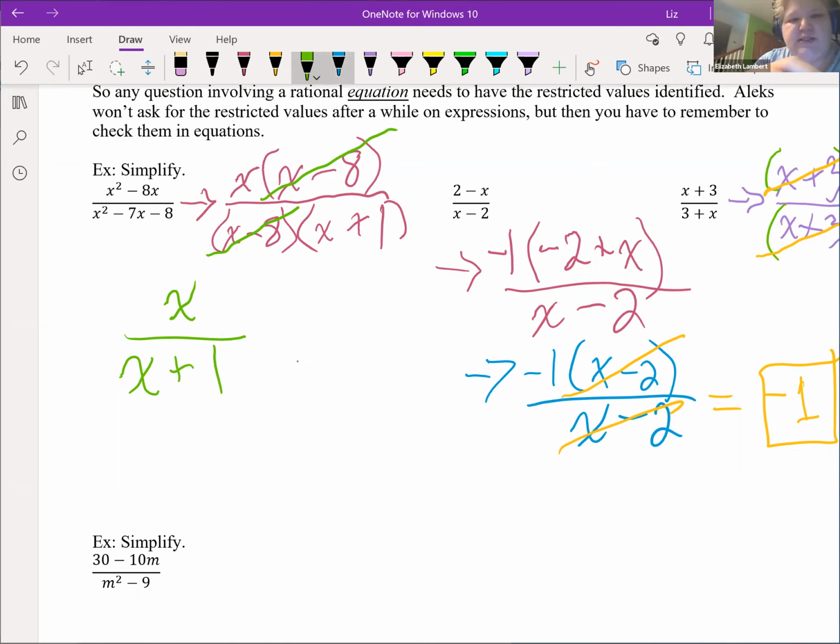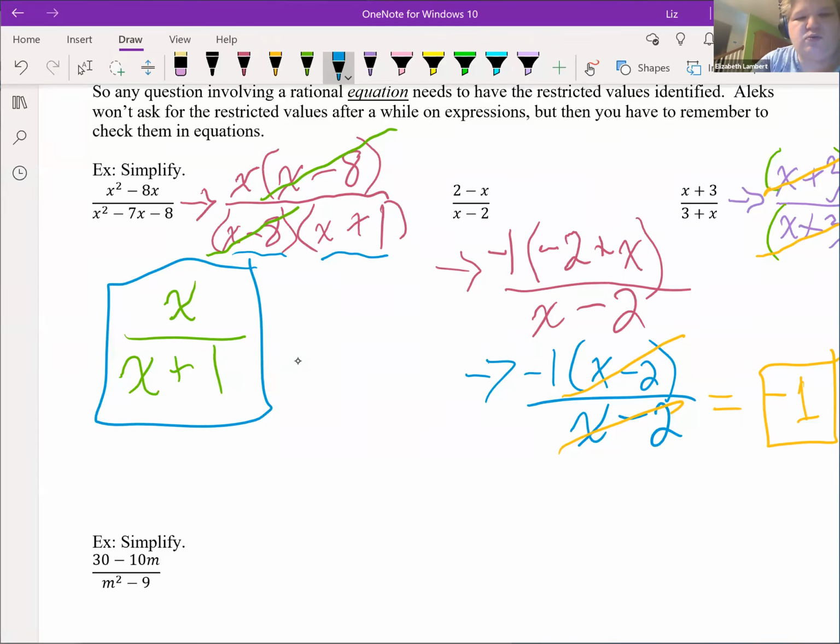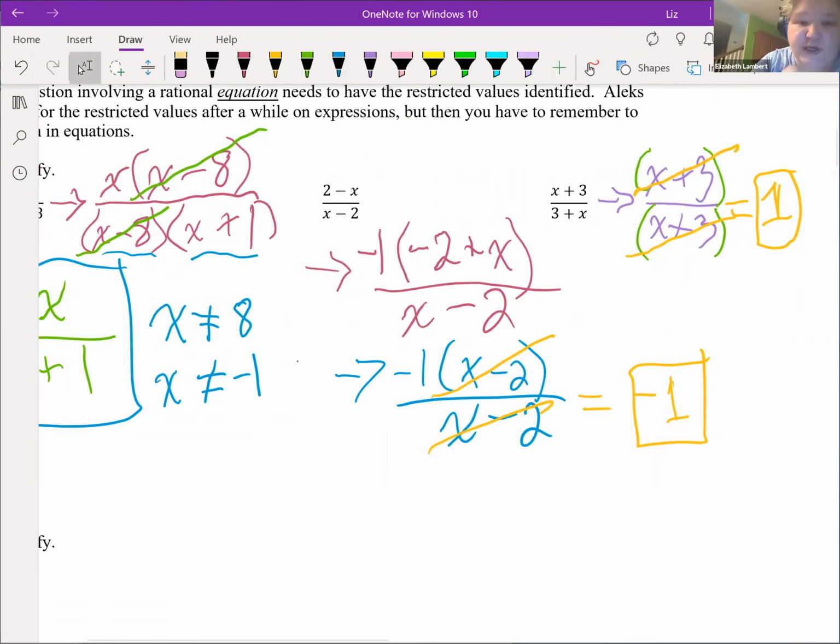Which I forgot to do on all of these is the restricted values. But so there is our simplified answer. And then back up here, our factored answer, restricted values come from the original before you cancel anything. So in the original, it's equivalent. This whole ugly fraction is equivalent to x over x plus 1 with the caveat that x is not allowed to be 8 and x is not allowed to be negative 1. Likewise over here, our two little fractions also have the restricted values.